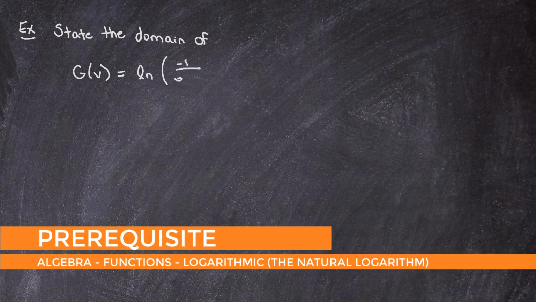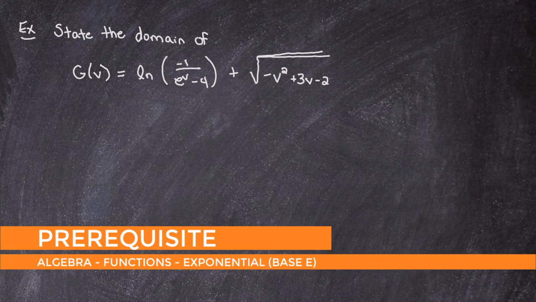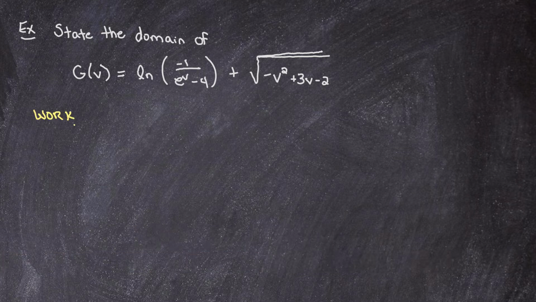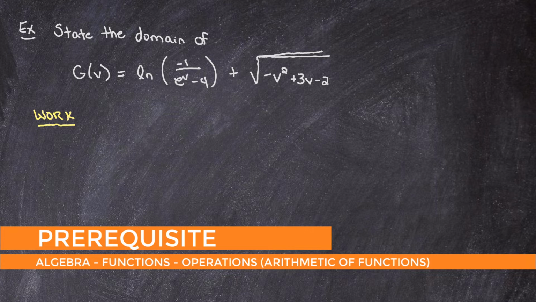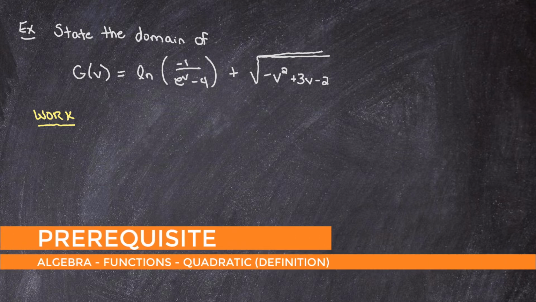We now arrive at the granddaddy of all the examples in this video, and this is really what we would call an arithmetic combination of compositions of functions. That natural log of -1 over e to the v minus 4, that's a composition of two different functions, a rational function and a logarithmic function. And then that plus sign is an arithmetic sign, right? So you're adding two different types of functions. And finally, we have a radical function that is composed with a quadratic function. So there's a lot of stuff going on here.